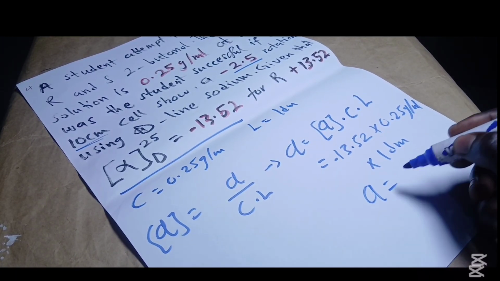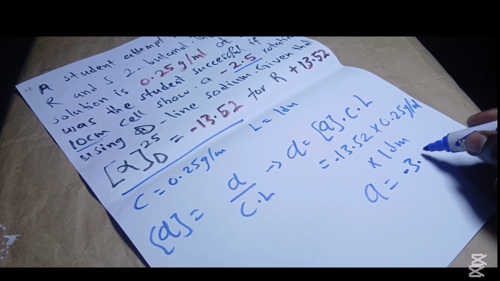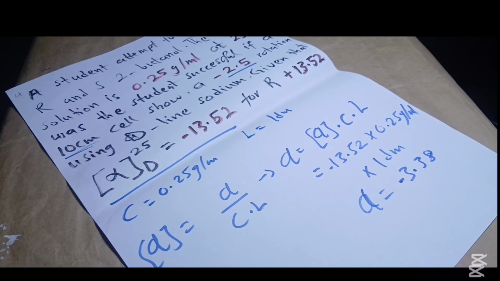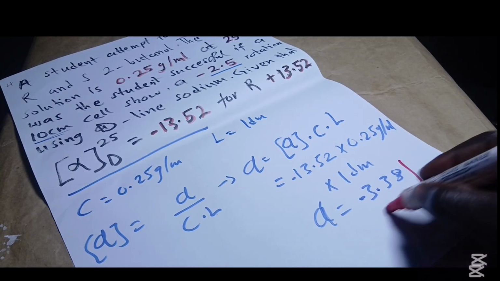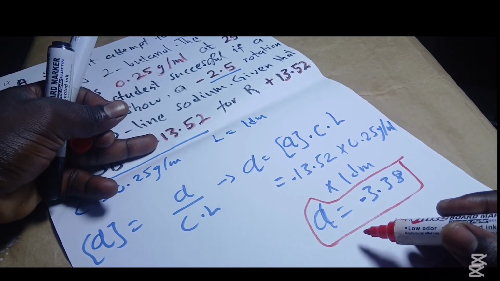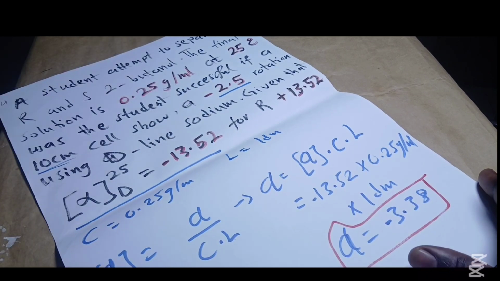So this is going to give us minus 3.38. This is the ideal observed rotation, the ideal observed rotation that will give you this specific rotation. But the student had his observed rotation to be minus 2.5.